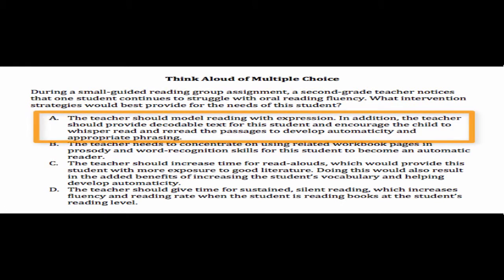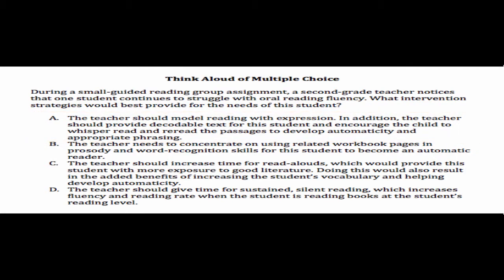The teacher should model reading with expression. Does that deal with fluency? Yes, it does. So I continue reading. In addition, the teacher should provide a decodable text for the student and encourage the child to whisper read and reread the passages to develop automaticity and appropriate phrasing. I also know that decodable text and whisper reading are good strategies for improving fluency. So this may be a good answer choice, but I want to make sure that there isn't a better answer option, so I continue reading the other answer options.